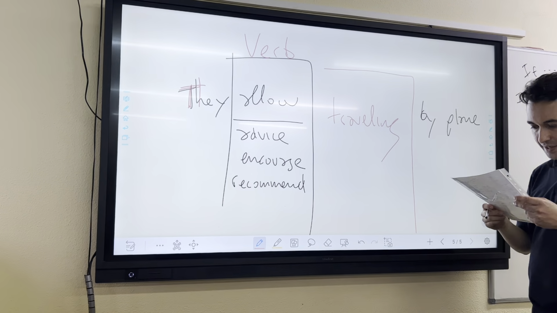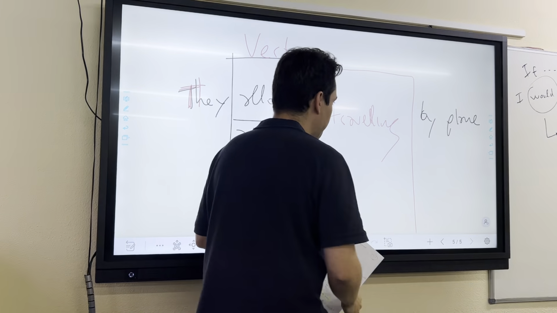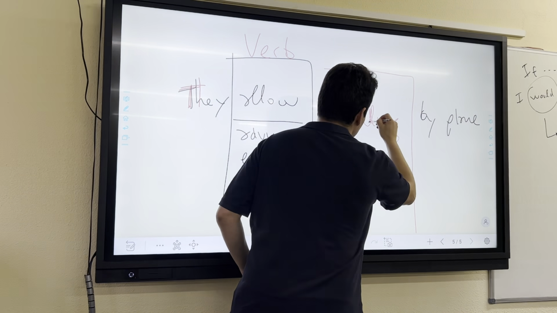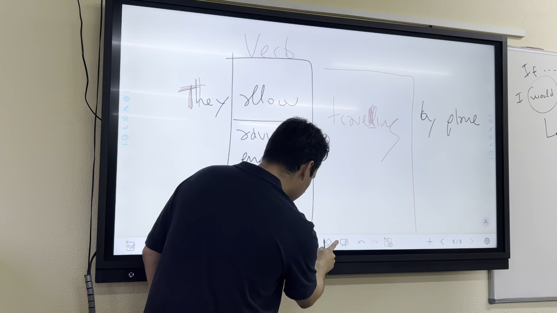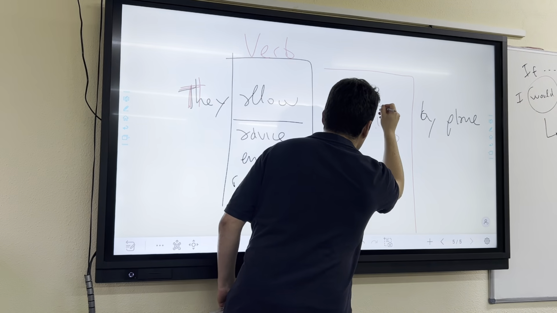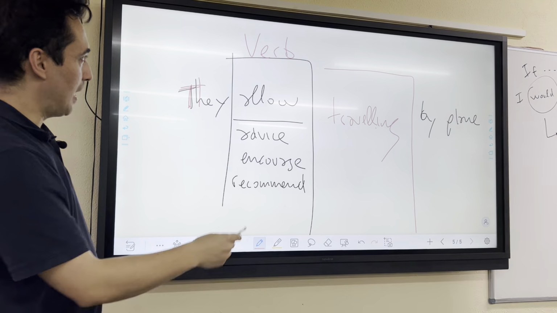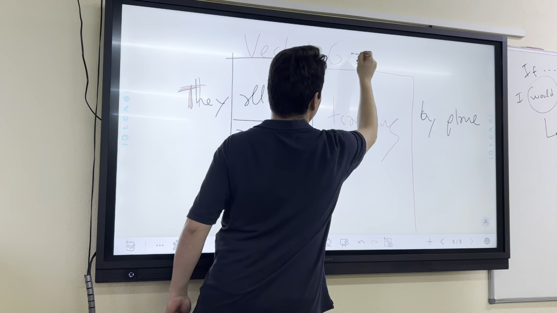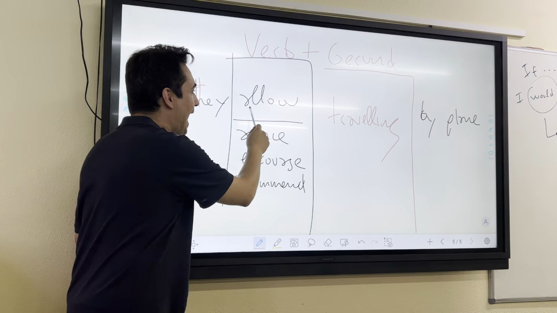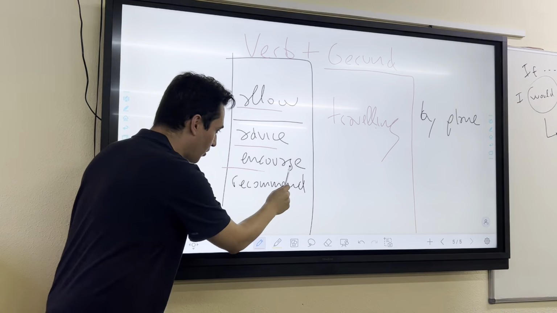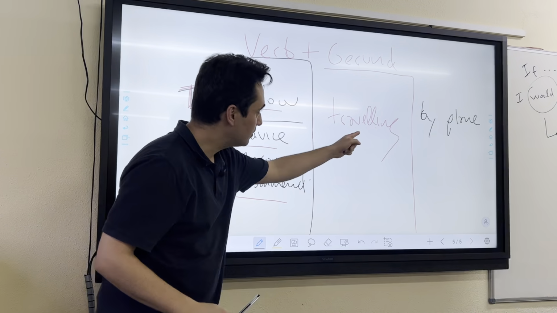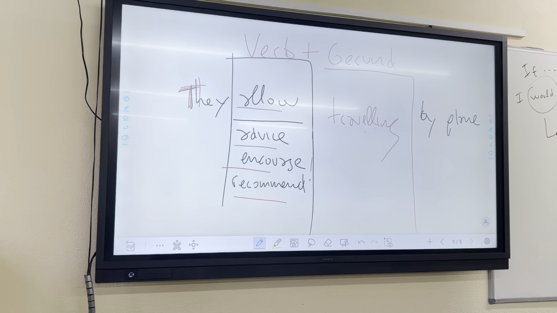Traveling, ing. Traveling, double L for British people. They allow traveling by plane, these are two L's. They allow traveling. So what is the formula? Verb plus gerund. And remember, these verbs, allow, advise, encourage, recommend, for general statements with no object, take the gerund. So far, so good?